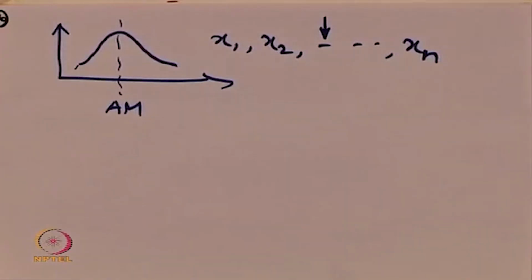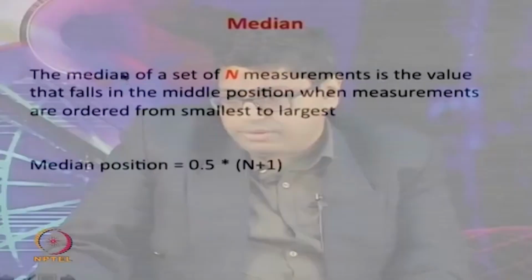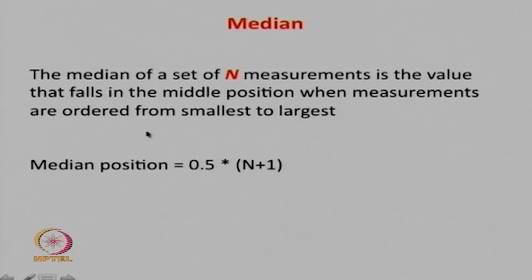Okay. So, in some way it would be a very nice alternative to the arithmetic mean, and this particular metric has a name, it is called the median. This is how you define the median. The median of a set of n measurements is the value that falls in the middle position when measurements are ordered from smallest to largest. Whether you order from smallest to largest or largest to smallest does not matter. You basically find the number which is at position 0.5 times (n plus 1).